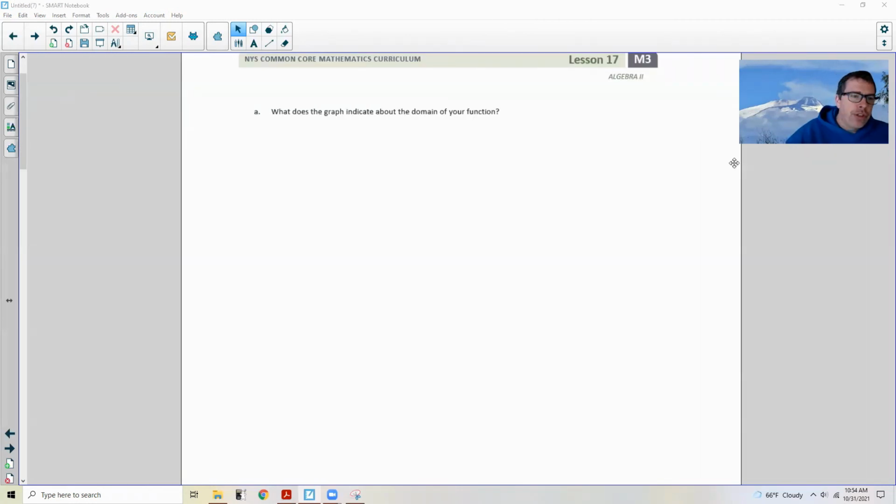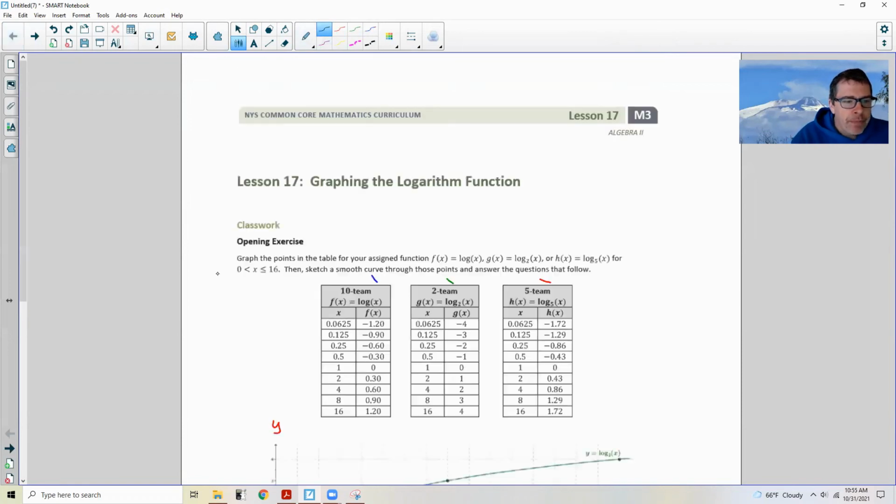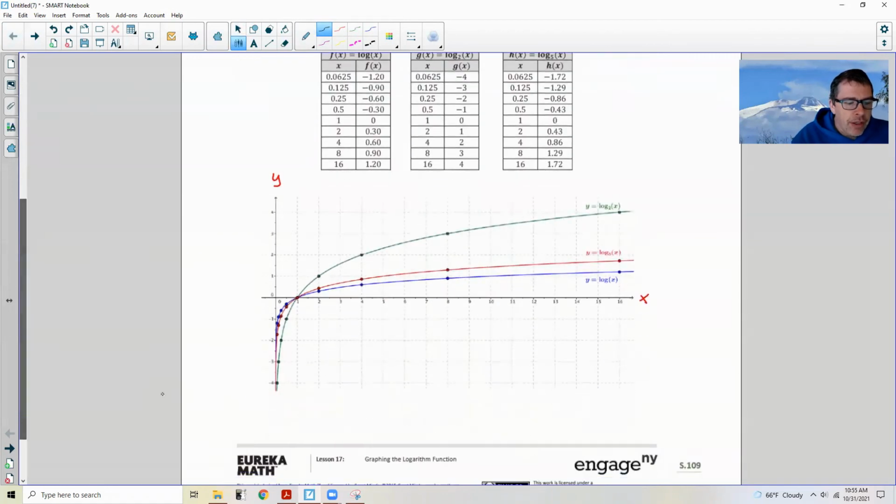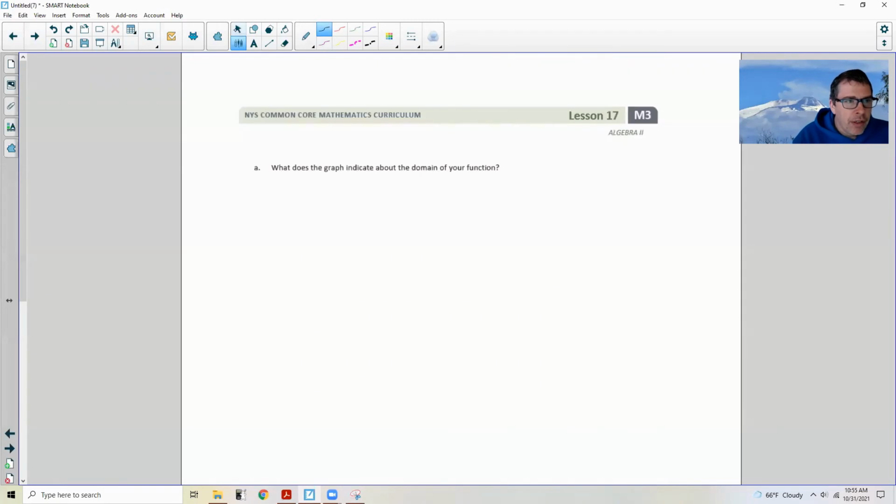All right, page 2 is simply asking questions about what we just graphed. Part A says, what does the graph indicate about the domain of your function? If we go back and look at this graph, the domain is your x values. The domain gets closer and closer to 0, but then goes right to infinity forever. So 0 to infinity would be the answer here.